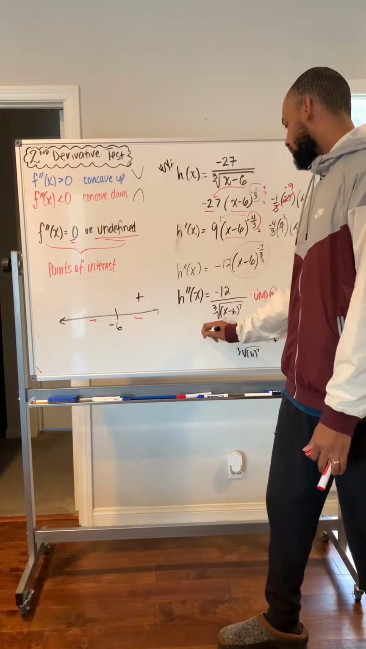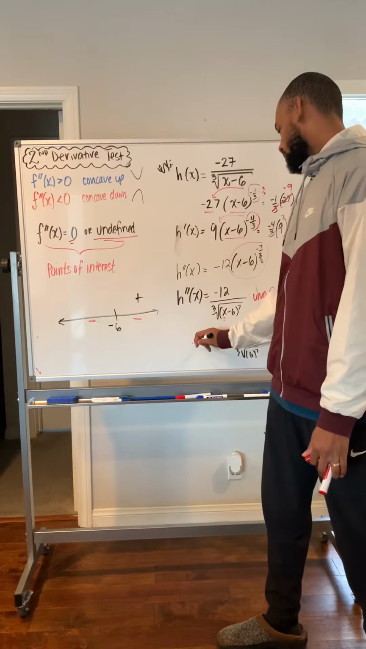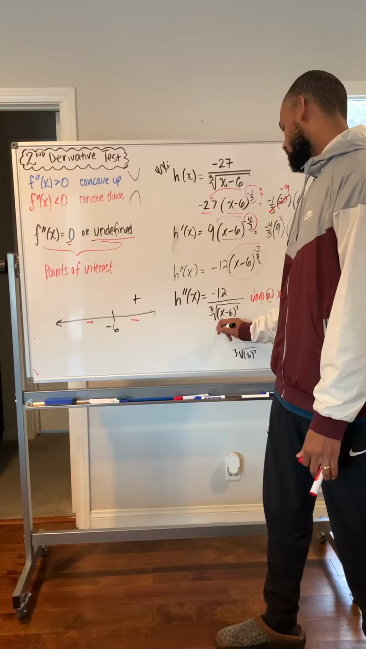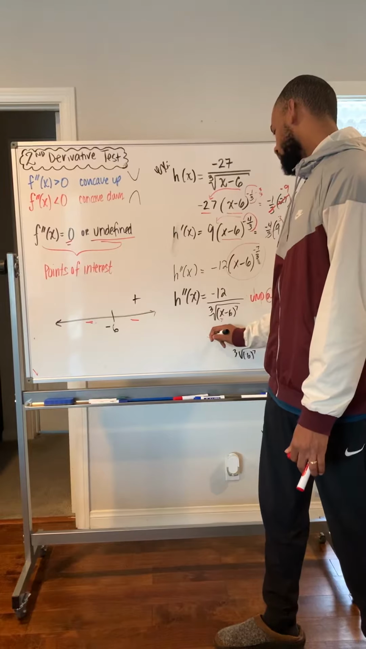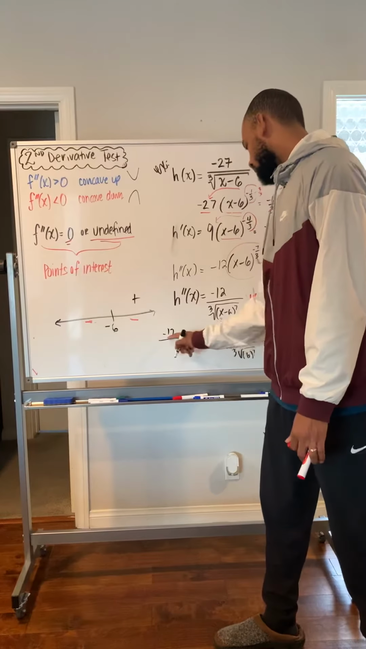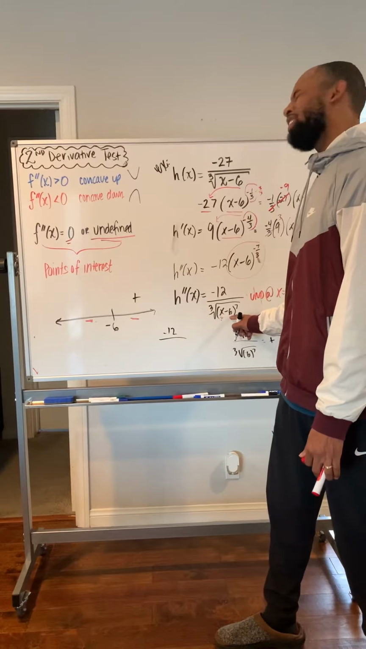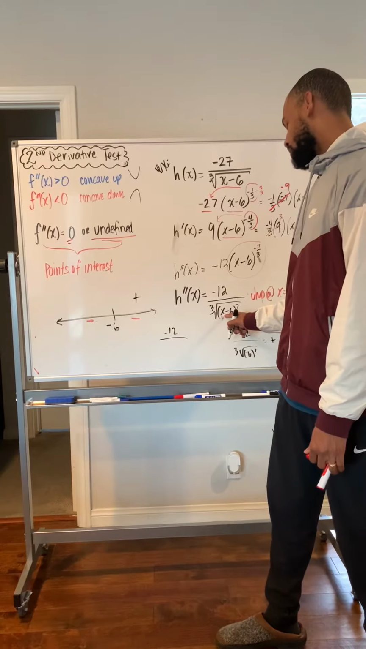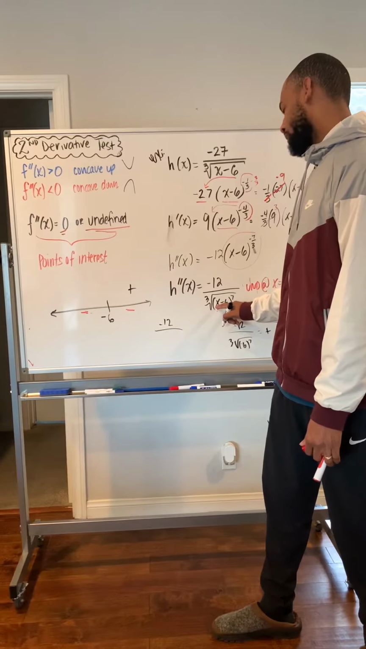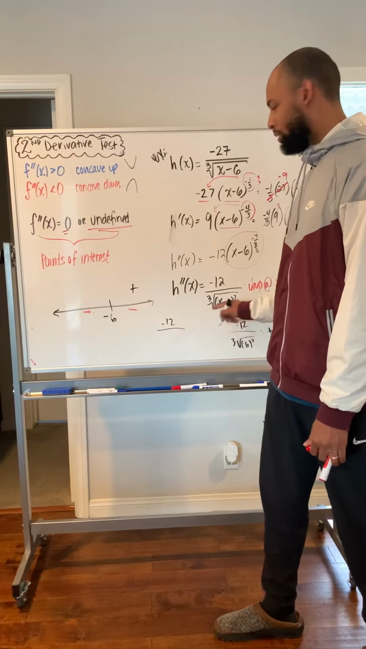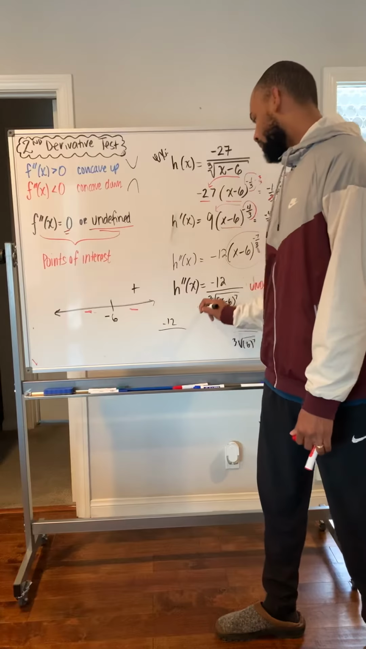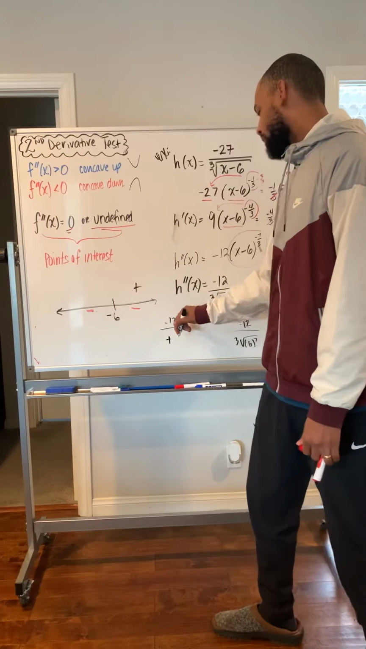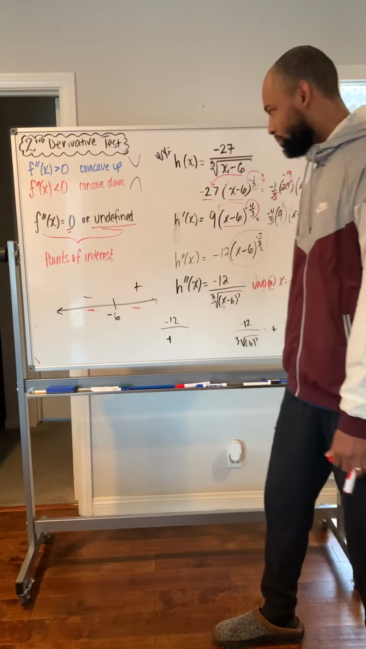When I plug in negative 7, you get negative 12 on top, so it's negative. Over a negative minus a negative, it's going to be negative. You're going to raise it to the 7th power. Since it's odd, it's still going to be negative. You take the cube root of a negative number, you're going to get a negative value down here. So it's going to be a negative over a negative, which is positive.